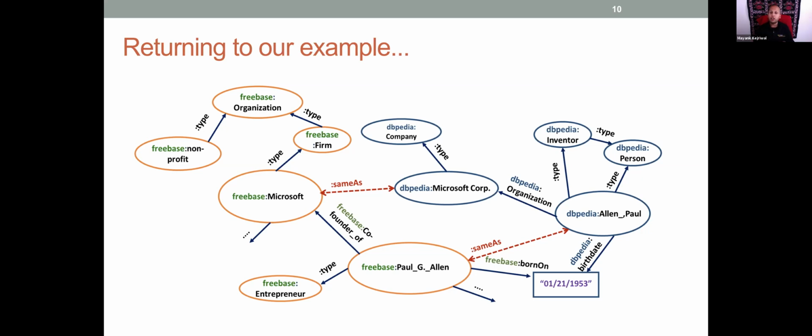The other kind of heterogeneity is property heterogeneity, right? So we have co-founder of over here, but over here we have things like organization, right? So Paul Allen belongs to Microsoft through the organization property, but here we have co-founder of. Clearly there is some kind of semantic match between these two, even though they may not be identical.